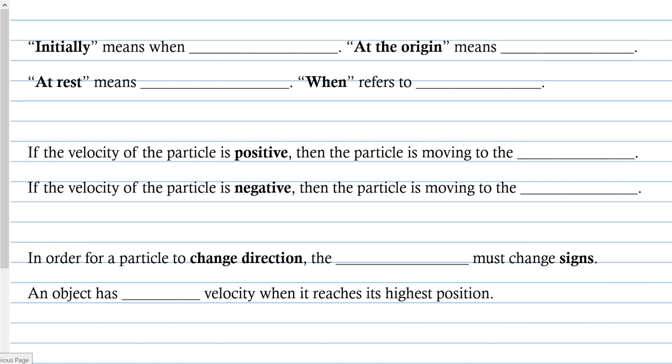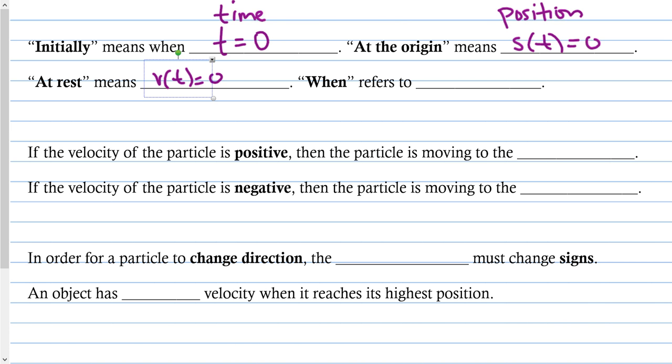Initially, whenever you see that in a problem, you need to be thinking at the beginning. So when t equals 0, right? And t is time, of course. At the origin means that you were located at the beginning. So that means your position was 0. So I'll write position, and we could do s of t equals 0. At rest, if you're resting, it means that velocity is 0.